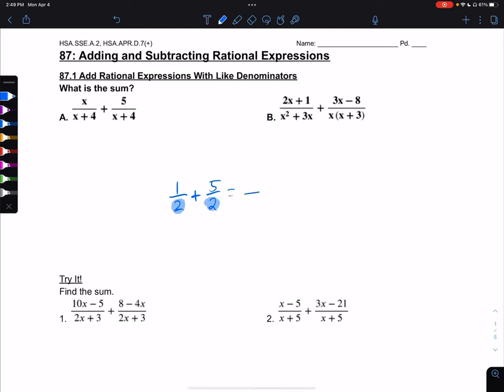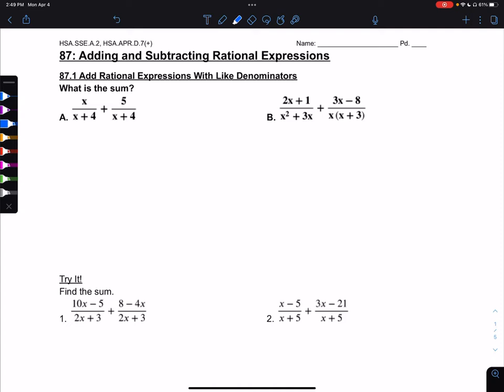So what we can do, since they have a common denominator, we can add up the numerators, and then if you could simplify, you could. But the idea is we're going to start with like denominators. We're just going to use rational expressions. Okay, so let's get into the example A.